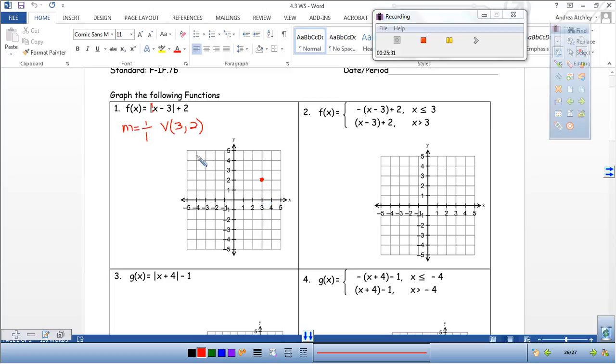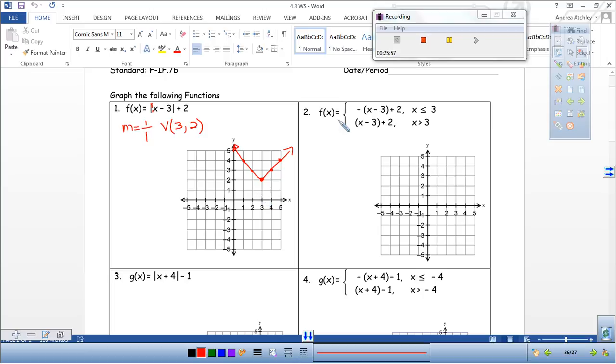Then our slope is 1/1. So we're going to go up 1 and over 1, up 1 and over 1. What shape should this graph have? A V. So in order to make the other side, I have to go up 1 and left 1, up 1 and left 1, because they rise at the same rate, just going in opposite directions. And that's my graph. Any questions over that?